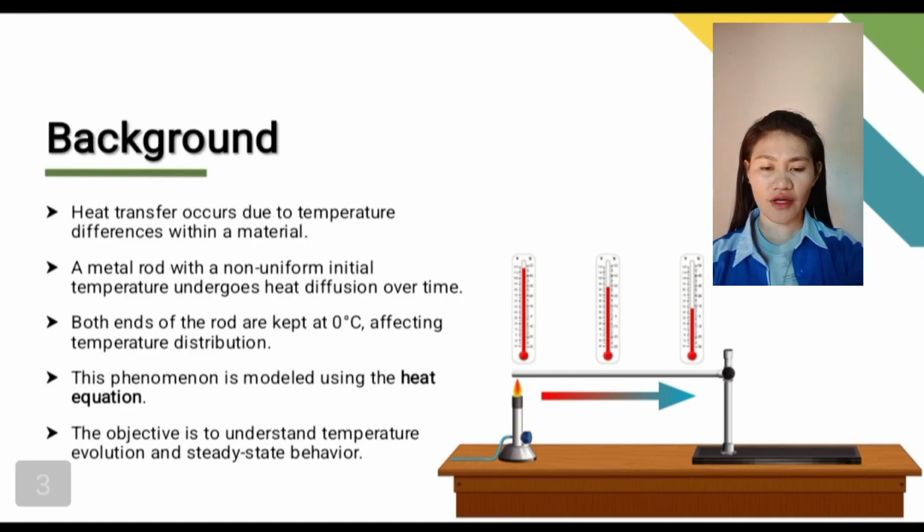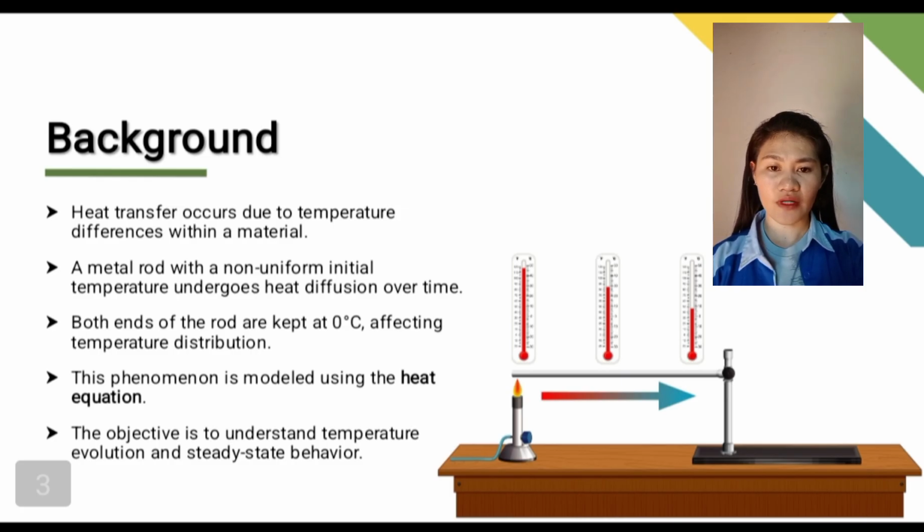Okay. Background: heat transfer occurs due to temperature difference within a material. A metal rod with a non-uniform initial temperature undergoes heat diffusion over time. Both ends of the rod are kept at 0 Celsius, affecting the temperature distribution. This phenomenon is modeled using the heat equation. The objective is to understand temperature evolution and steady-state behavior.